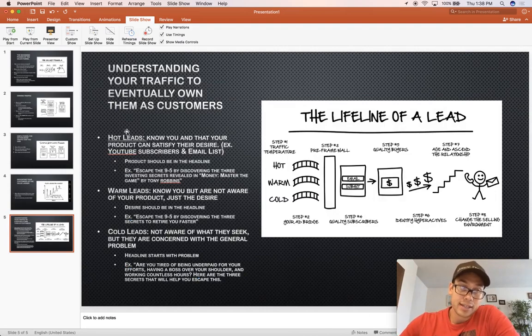So the last part is understanding your traffic, right? Now you have the traffic you own, but you have to know how to get this traffic. And the only way to do that is to understand what traffic temperature they are. Is it a hot lead, a warm lead, a cold lead? And there's a difference between the 3. You're not gonna send the same Facebook ad to a hot lead that you would to a cold lead. It just doesn't make sense because a cold lead doesn't even know who you are.